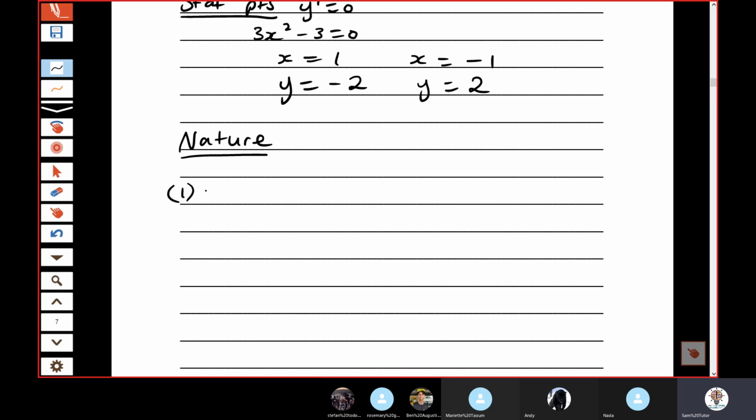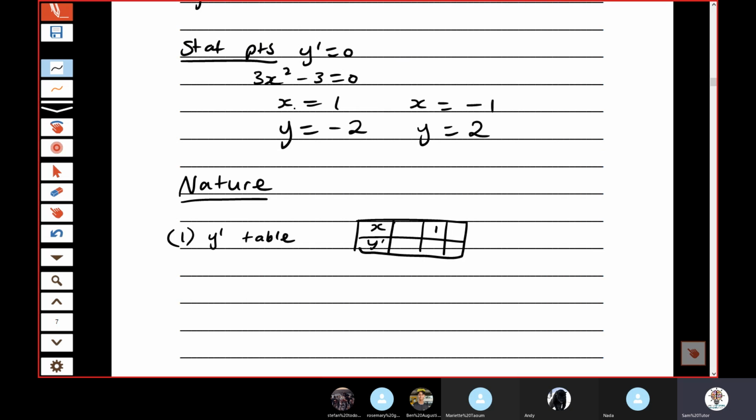Y dash table. Method 1 is the Y dash table. Literally, you draw a table. Instead of it being X and Y's, it's going to be X and Y dash. At 1, Y dash is what? When X is 1, what does Y dash equal to? No. Good. Yeah, I said that. Y is -2. Y dash is 0, right? That's what you just proved, it's stationary. So your middle must always be 0.